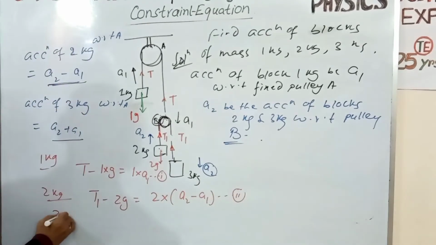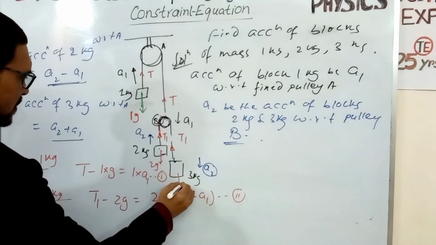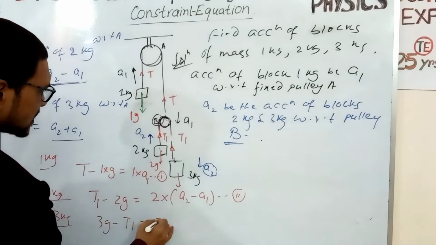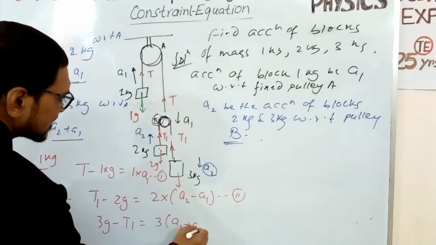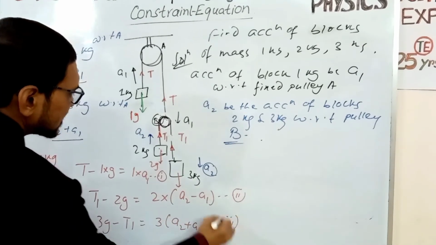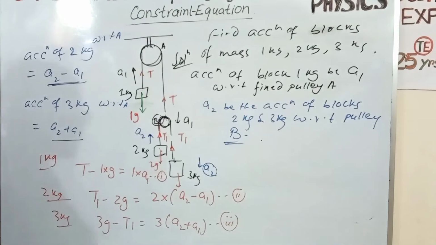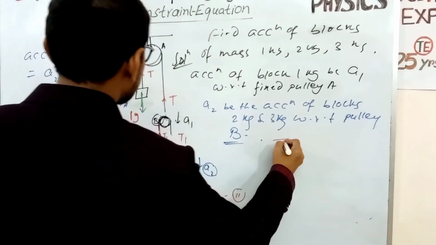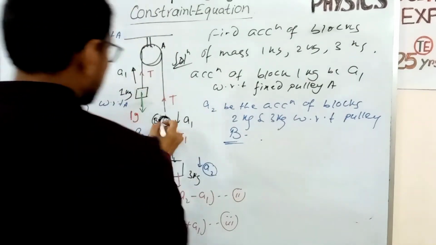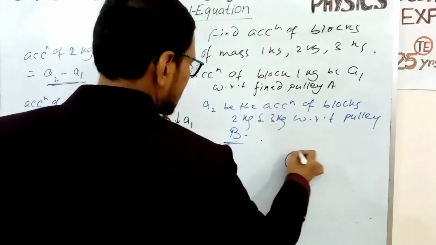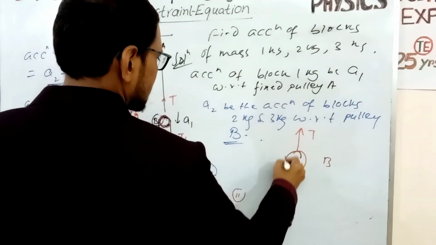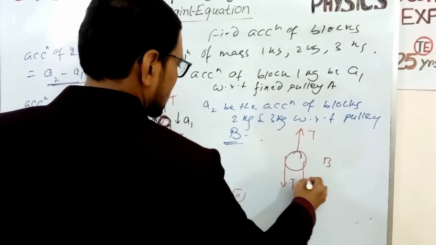And for the 3 kg block, the equation becomes 3g minus T1 equals m into (a2 plus a1). This is another equation. And what is the relation between T and T1? The relation between T and T1 is, if we draw this pulley B, then we get this is T and this is T1. What is the relation?